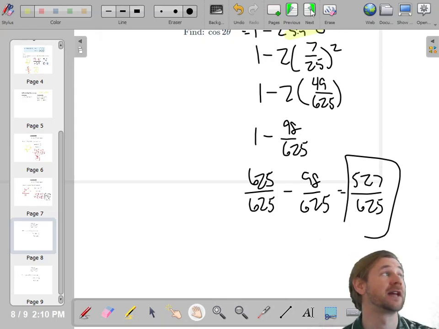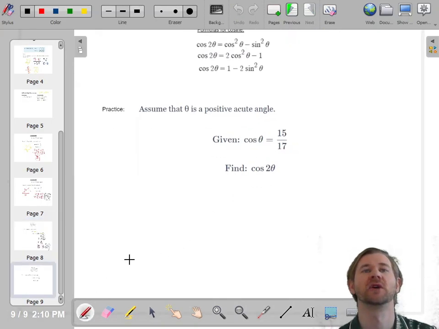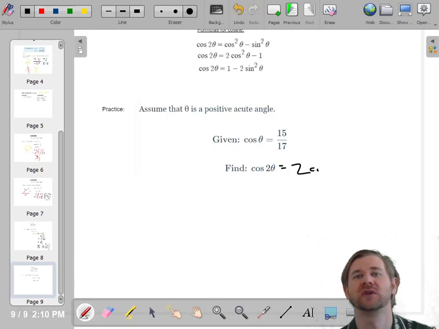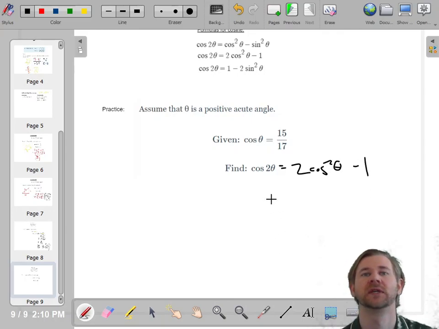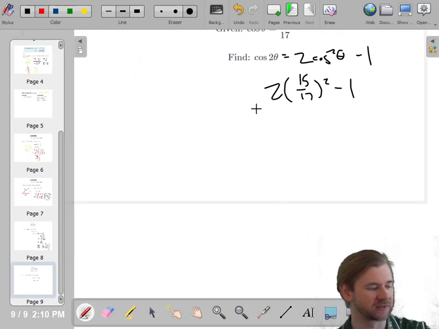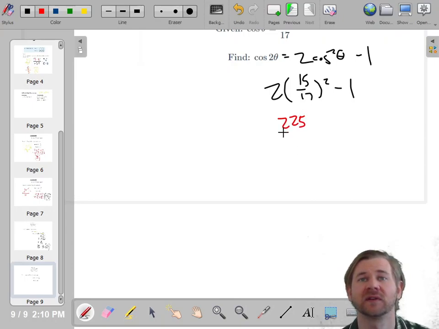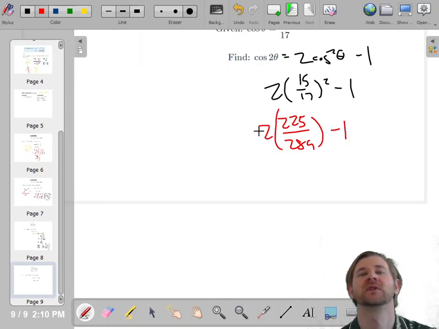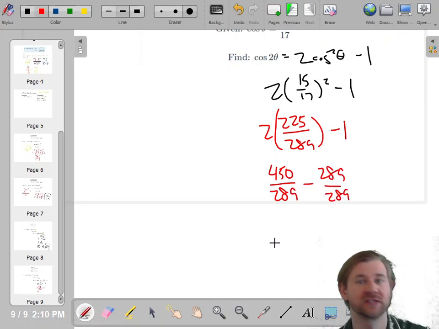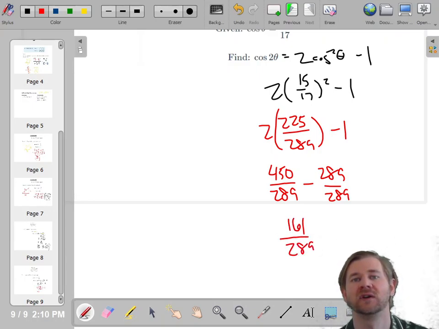And I'm going to try the same thing for the last one. So this says the cosine of 2 theta, and they give me cosine, so I'll use this formula. This is 2 cosine squared theta minus 1. So 2 times 15 over 17 squared minus 1. Now, remember, order of operations says you have to do the exponents first. So that's 225 over 289. Those are both perfect squares. 2 times 225 is 450. And I'm just going to say minus 289. And 450 minus 289 is 161 over 289.